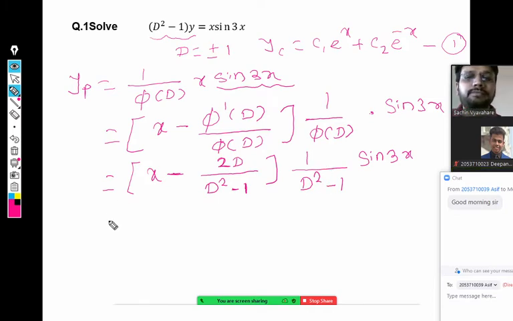Sir, the conversion of x upon phi d to x minus phi dash d by phi d into 1 by phi d is a formula which we have to remember. Yes, you have to remember. We are not going into the proof of these methods. Just remember these shortcut formulas and use them. The proof will take time there.